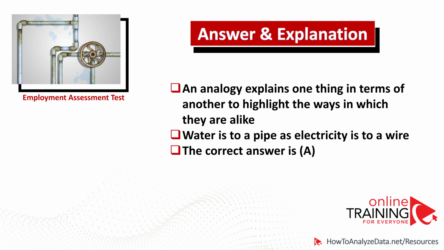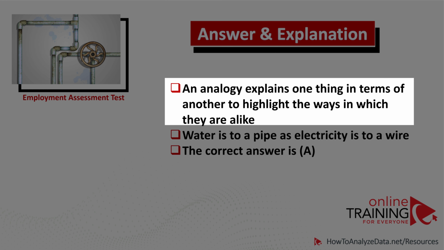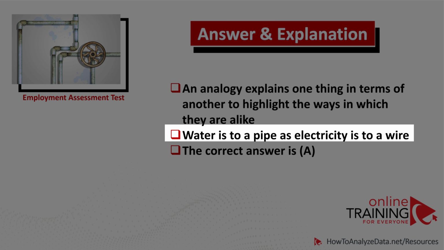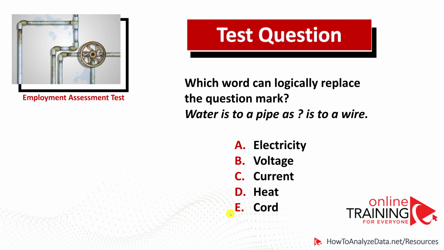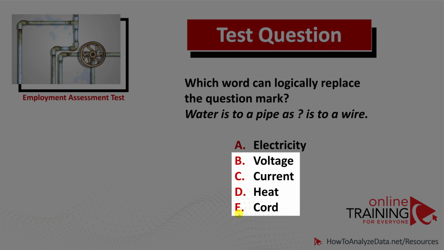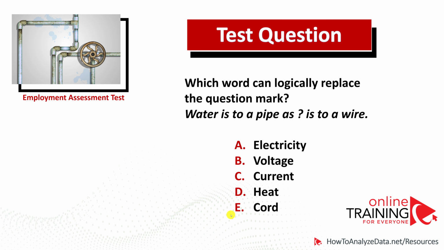In logical terms, this question asks you to explain things in terms of one another and to highlight the ways in which they are alike. Water is to a pipe as electricity is to a wire, so the correct answer here is choice A. If you look at choices B to E, you see that they're incorrect choices because they do not provide such an explanation. Hopefully you've nailed this question.